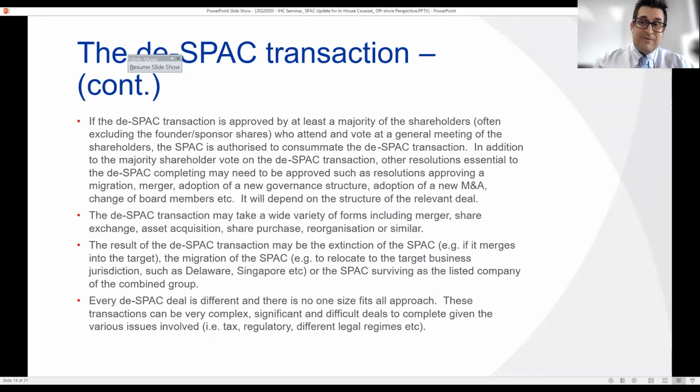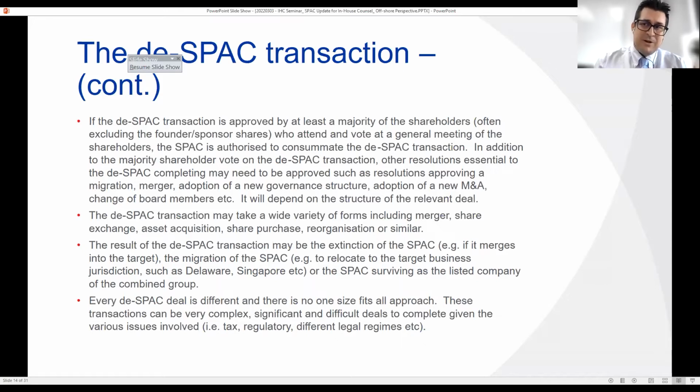And these can be very, very complex structures. So this is something where there is no one-size-fits-all approach as well. For a SPAC investor, they can be quite difficult to actually understand and work out whether or not a deal is the right one or not.